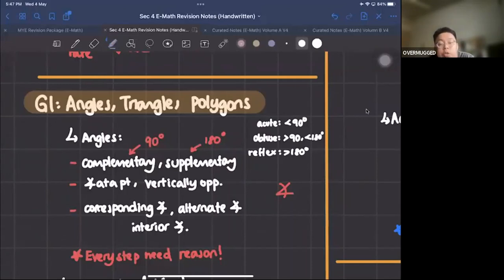Difference between selling price and cost price. Okay, that one I can answer. Selling price is the amount that you sell for. Cost price is whatever the supplier sold it to you for, what you bought it for.